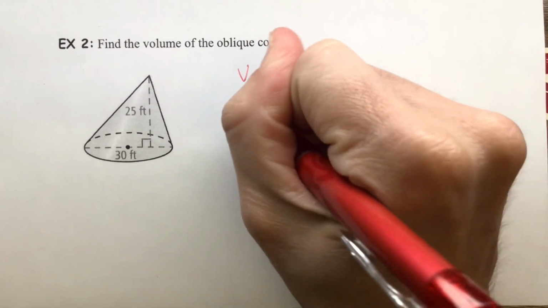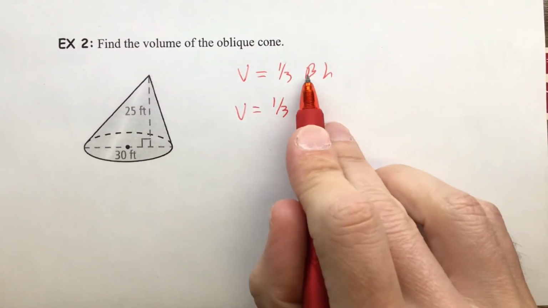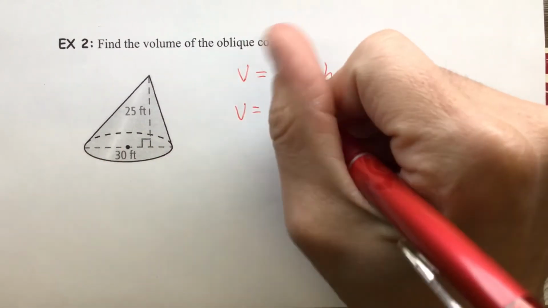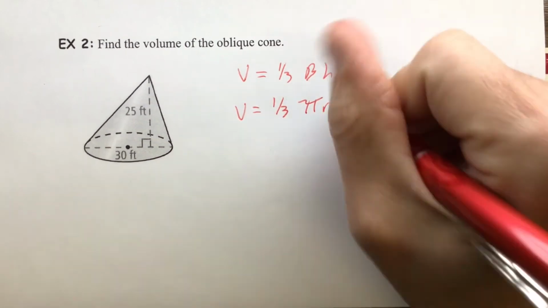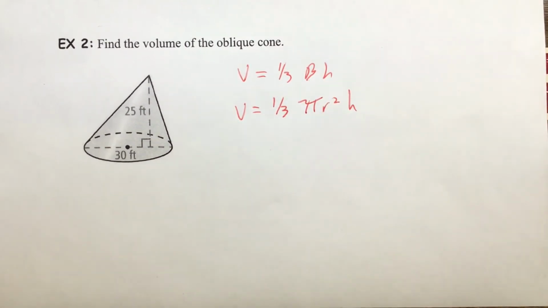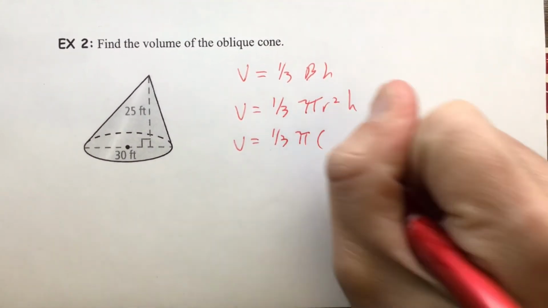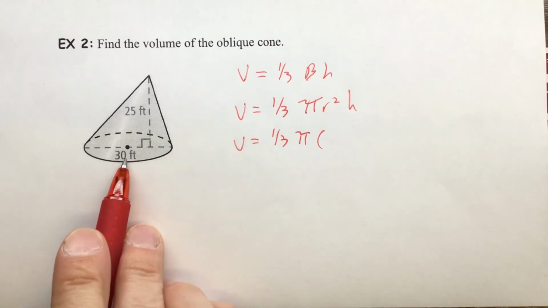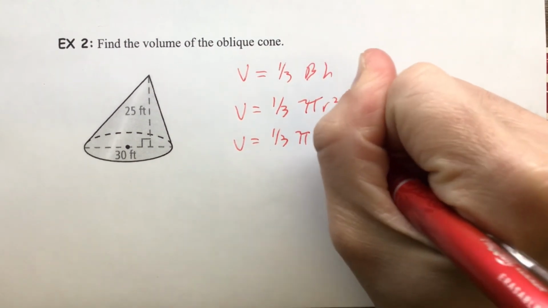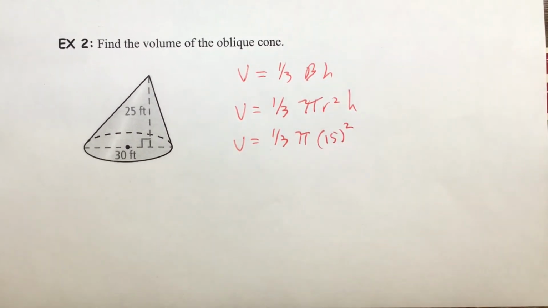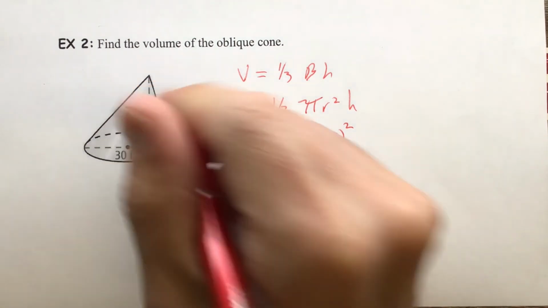So the volume is going to be equal to 1/3. The base area is the circle, which is pi r squared, and your height is the true height of the cone. So for this, we've got 1/3 pi. The radius is going to be half of the 30, so you've got 15 squared, multiplied by the height, which is 25.